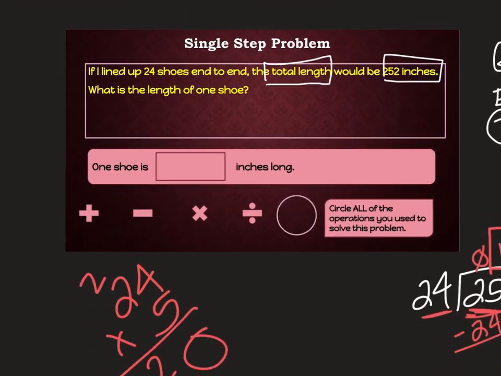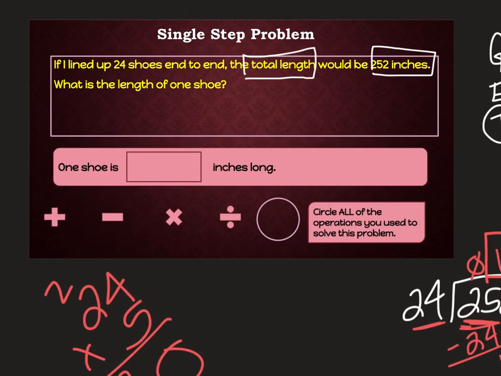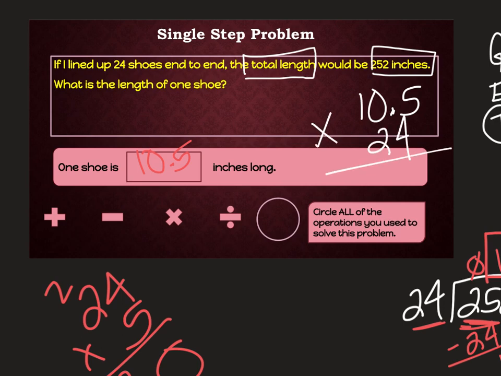Does that make sense? Let's go back to my problem. If I lined up 24 shoes end to end, the total length would be 252 inches. What is the length of one shoe? One shoe is 10.5 or 10 and a half inches long. Yeah, shoe sizes can be in decimals, so this does make sense. I would say this is a correct answer. Now to check it, I can always take my quotient of 10.5 and multiply that by 24. And that should end up with 252, which would mean I have a correct answer. Good job, guys.